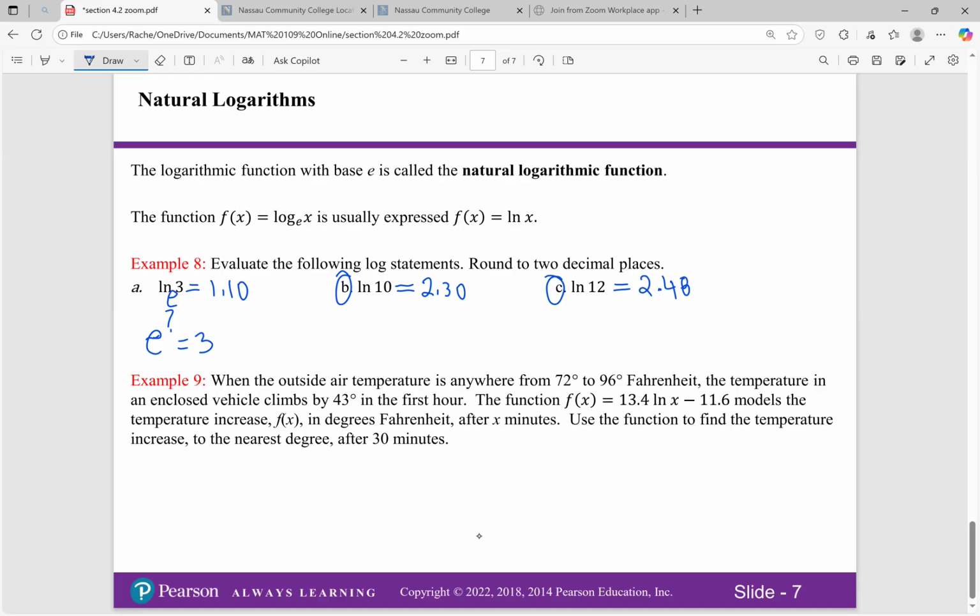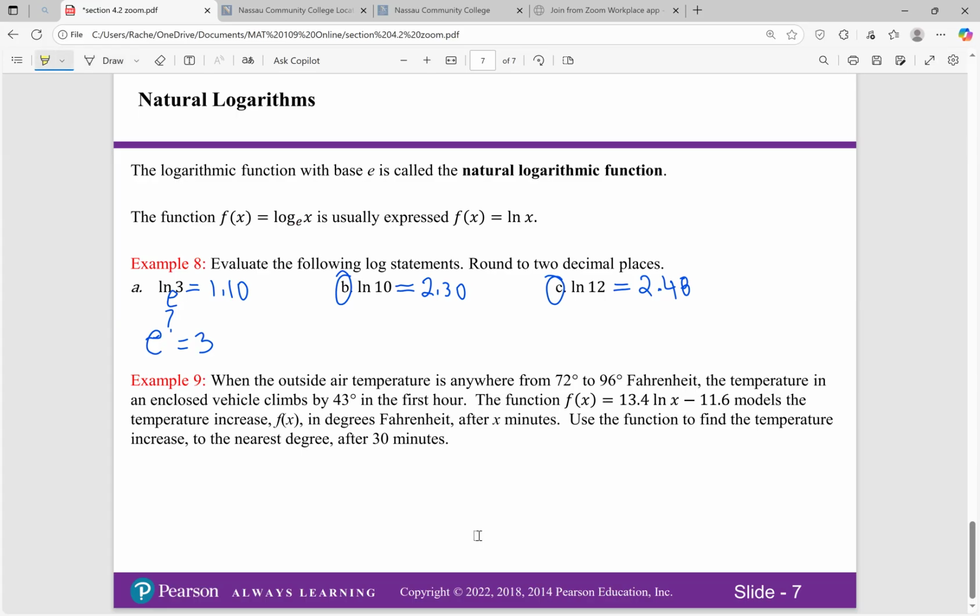So last example in this section, example 9, says when the outside air temperature is anywhere from 72 to 96 degrees Fahrenheit, the temperature in an enclosed vehicle climbs by 43 degrees in the first hour. The function f of x equals 13.4 times the natural log of x minus 11.6 models the temperature increase f of x in degrees Fahrenheit after x minutes. Use this function to find the temperature increase to the nearest degree after 30 minutes.